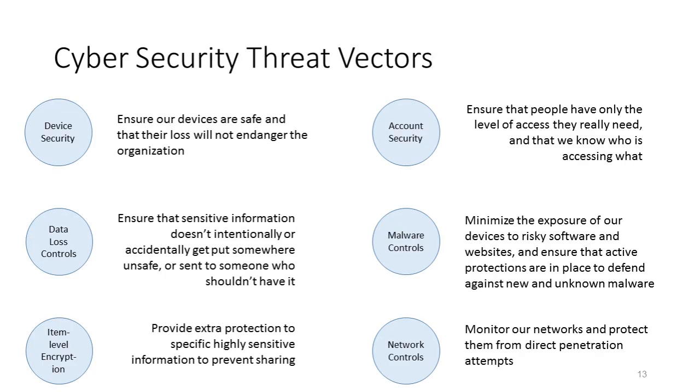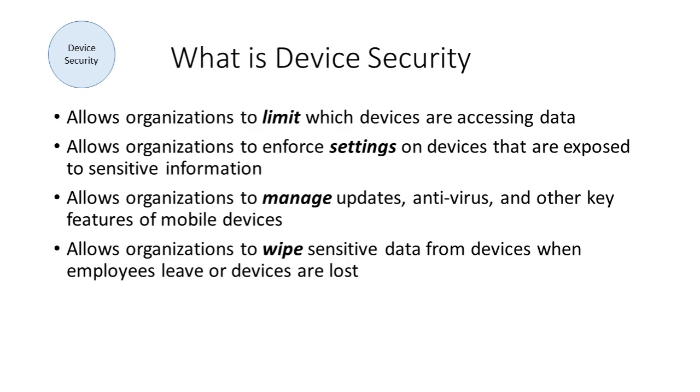At Tech Impact, we look at cybersecurity threat vectors in 6 general categories: device security, data loss controls, item level encryption, account security, malware controls, and network controls. For the purpose of today's discussion, we're really going to be looking at 4 of the 6 of these. And the ones that we're going to be diving into are device security. How can Office 365 help you protect your devices, those are the computers on your network, against threats, external threats and internal threats.